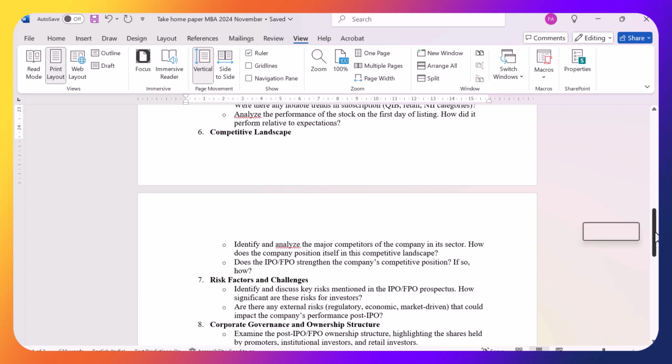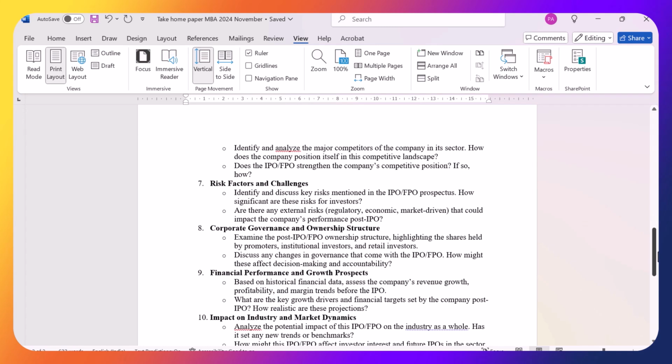Risk factors. Okay, read this. Risk factors and challenges. One, identify and discuss key risks mentioned in the IPO or FPO prospectus. How significant are these risks for investors? Second, are there any external risks, regulatory, economic, market driven, that could impact the company's performance post IPO?